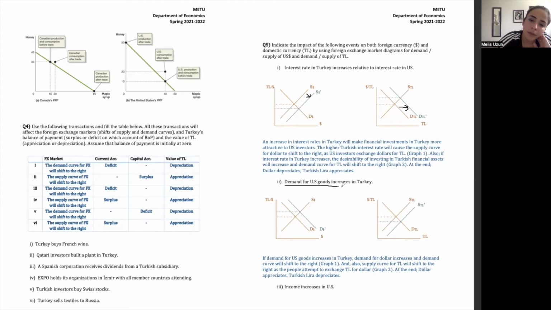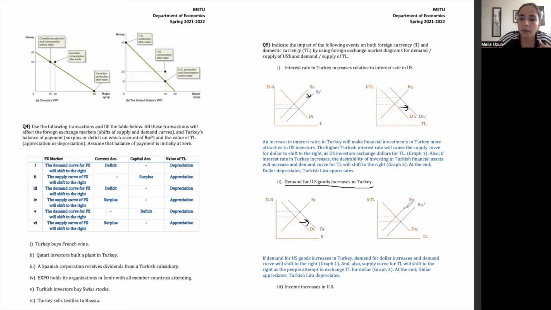So if the demand for US goods increases in Turkey, the demand for dollars will increase, because in order to buy US goods, we need dollars. So the demand for US dollars will increase. So the curve will shift to the right, and also the supply of TL will increase, because we need to have an amount of Turkish lira in order to exchange it for dollars.